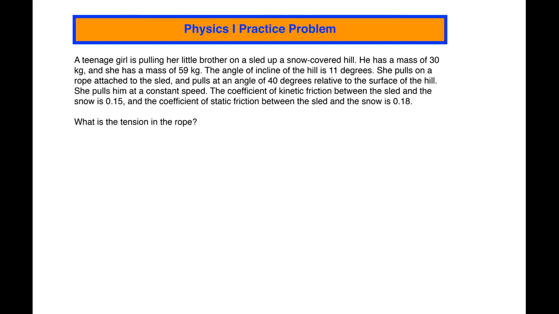The coefficient of kinetic friction between the sled and the snow is 0.15, and the coefficient of static friction between the sled and the snow is 0.18. What is the tension in the rope?